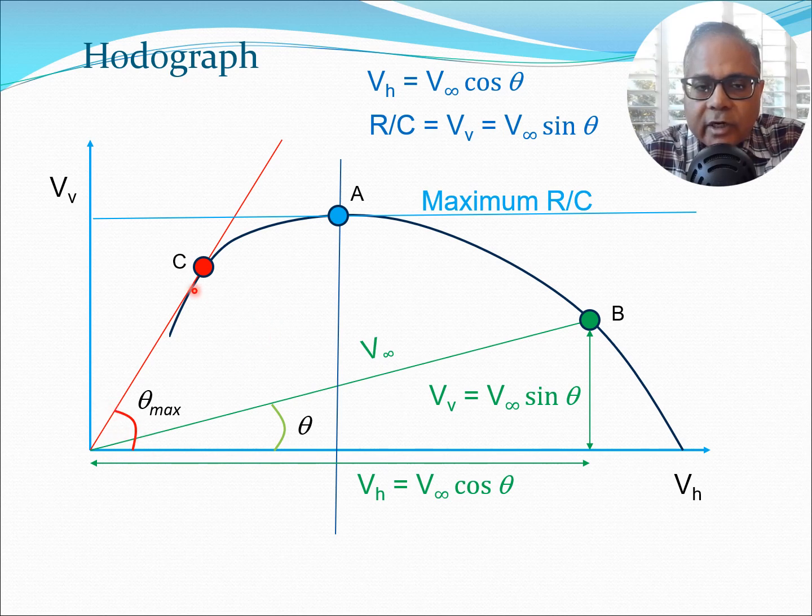Remember that the maximum angle of climb is not the same as the theta required for maximum rate of climb. These are two different values. You can see it from the graph. This particular graph is known as the hodograph, and it is a nice way of looking at this whole concept pictorially.